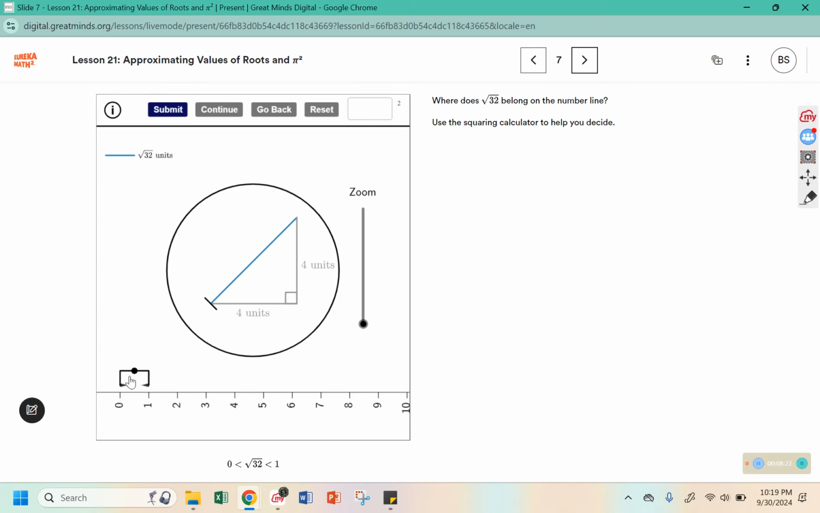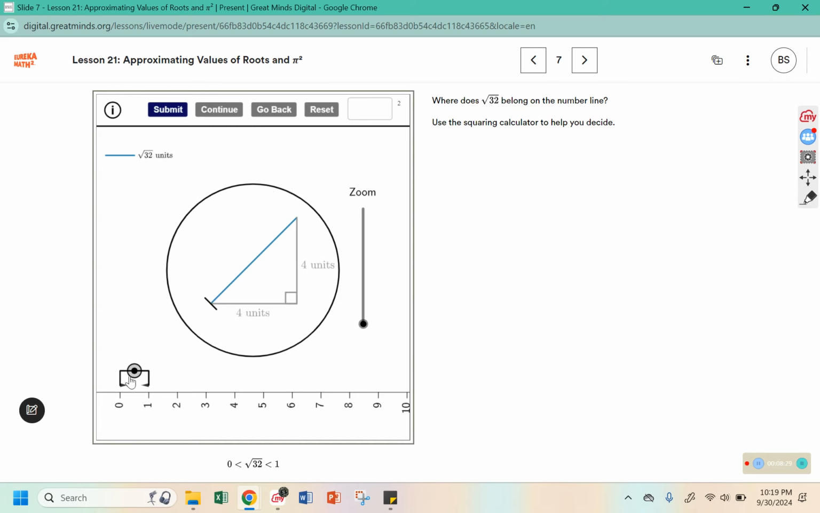So I know that 5 squared is 25, and 6 squared is 36. So 32 is between 25 and 36. And we have one shorter and one longer, so we can continue. I'm going to make an approximation, and then just a guess and check.